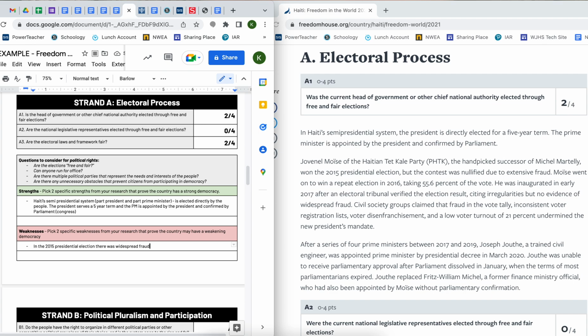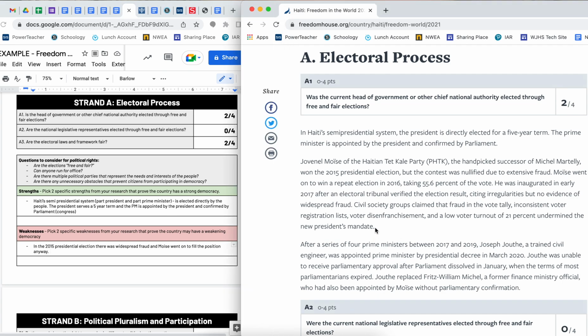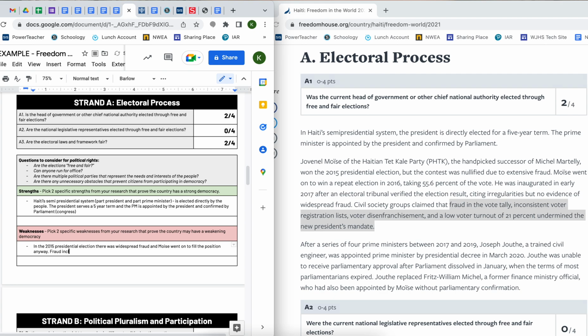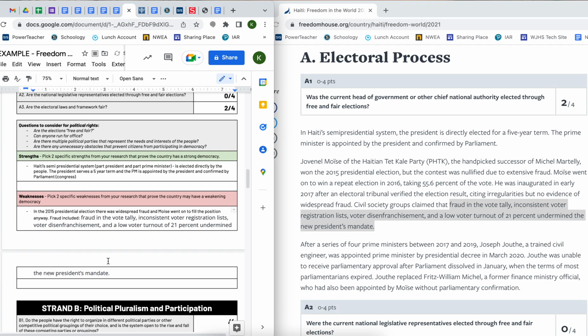And the president went on to fill the position anyway, it sounds like, right? It says civil society groups, so like small interest groups, claim that the fraud in the vote tally was inconsistent, voter registration list, voter disenfranchisement, and low voter turnout. This would be a great list to copy and paste because it gives some really good specifics. So I'm going to copy and paste this here. Fraud included, vote tally, yada, yada, yada.